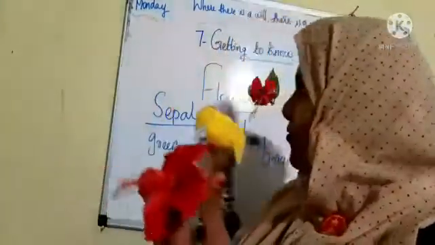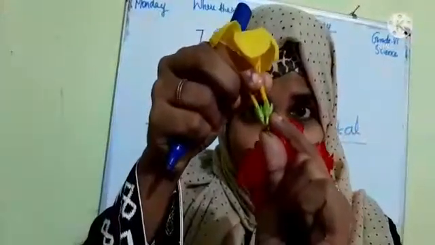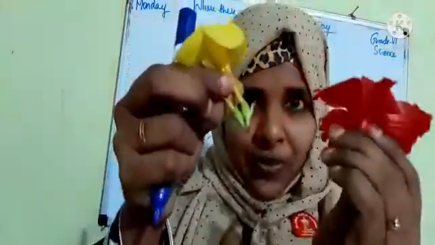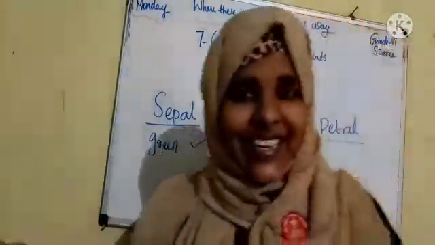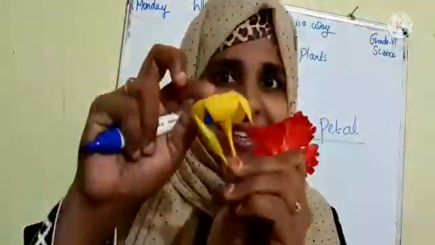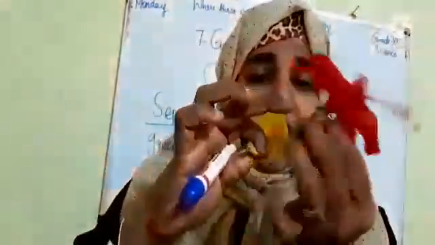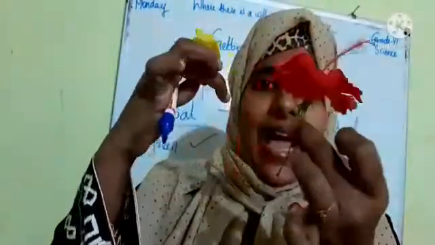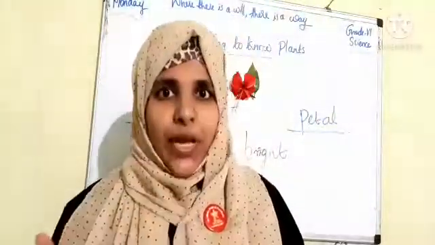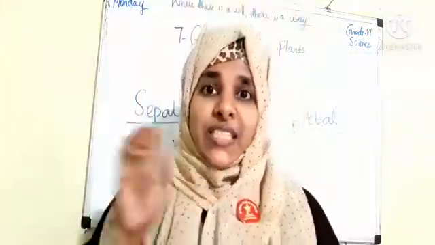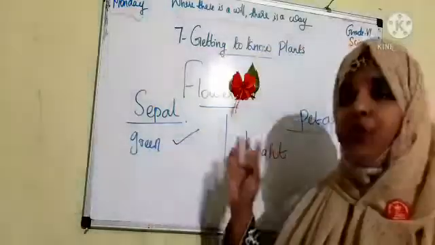So what is the difference between sepal and petal? Sepal is the green part of a flower; it encloses the bud or flower. Then what about petals, children? Petals are bright colored. So children, look at your own flower. You can identify the differences between the sepal and petal easily. Right? So children, now you understood the differences between the sepals and petals. Let's move forward.